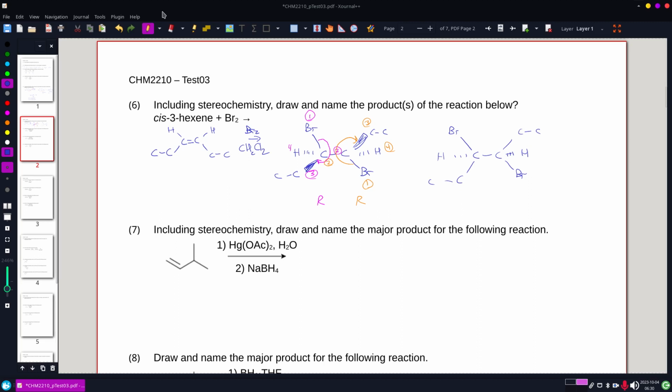But when I fully name this, I have a backbone like so. And my only substituents are those bromines. So I have a 3,4-dibromohexane as a product, and it's an R and an R.